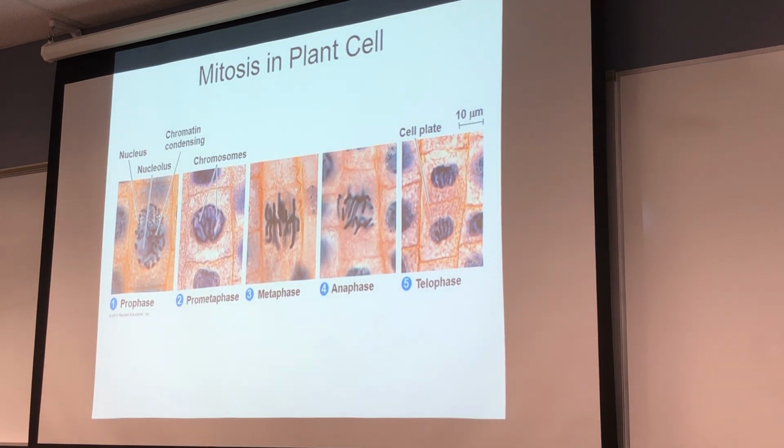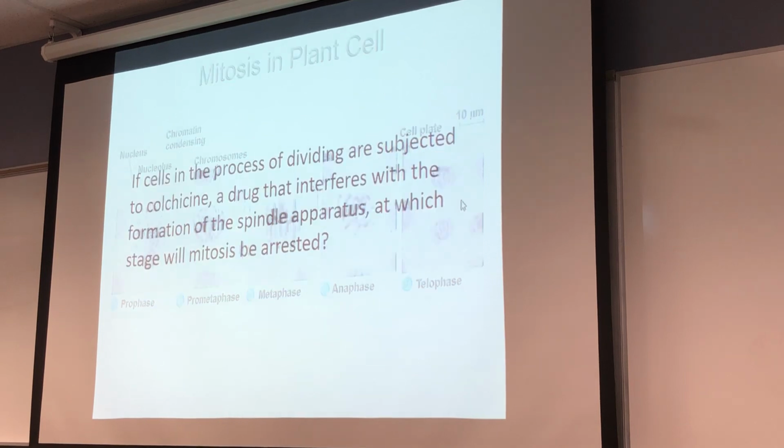Okay, so here you have this mitosis in a plant. You have here the prophase, condensation. Here you have the prometaphase, more condensation. Here you have the metaphase, anaphase, and the telophase.